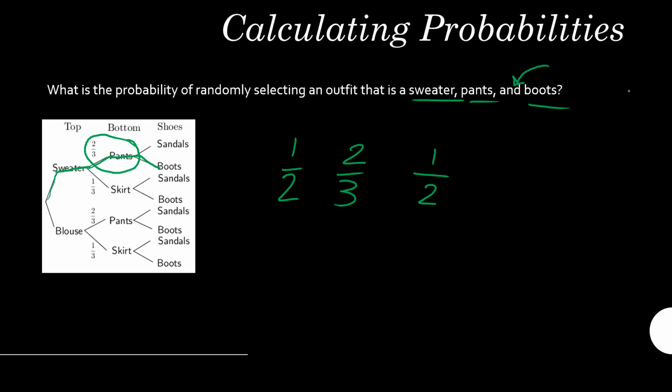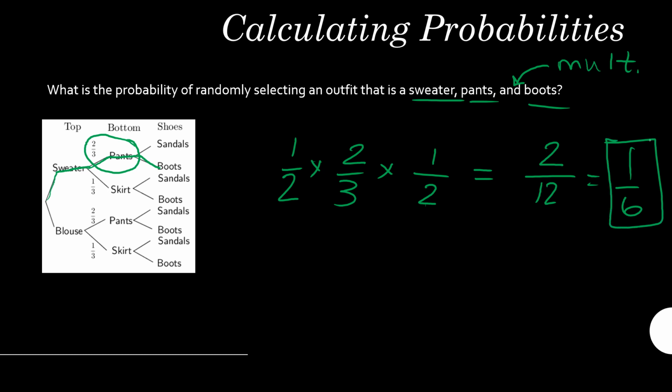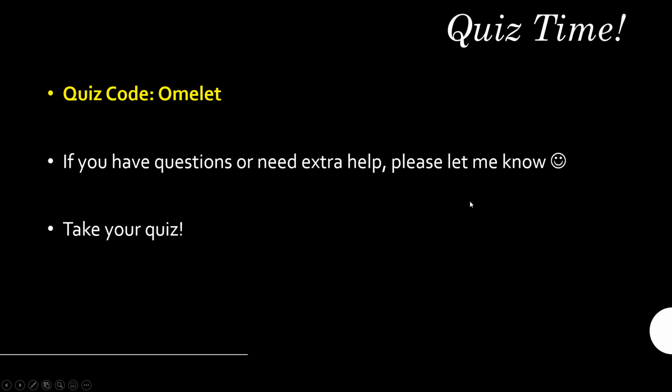Now, since this has the word and, this means that we are going to multiply all of these probabilities together. So if you multiply straight across the top, you have 1 times 2 times 1, which is 2. 2 times 3 is 6, times 2 is 12. So that would simplify to 1 over 6, which means I have a 1 out of 6 chance of picking an outfit where I would wear a sweater, pants, and boots. Alrighty, so that is all I have for tree diagrams. If you would like some extra help with them, please let me know.